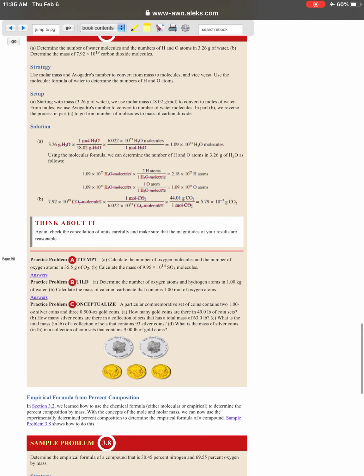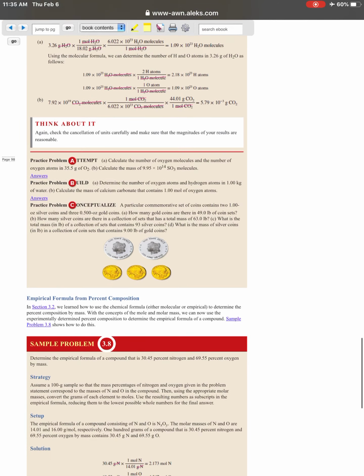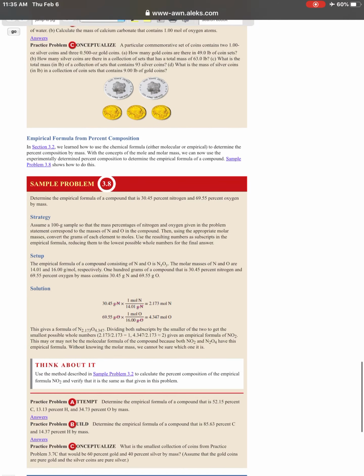Okay, so take a look at solution B. They give you the number of molecules. You divide by Avogadro's number to get the number of moles, and then you multiply by the molar mass to get the number of grams. Answer in scientific notation. Okay, so that's the solution to that one. Practice problem A, practice problem B, practice problem C, try those.